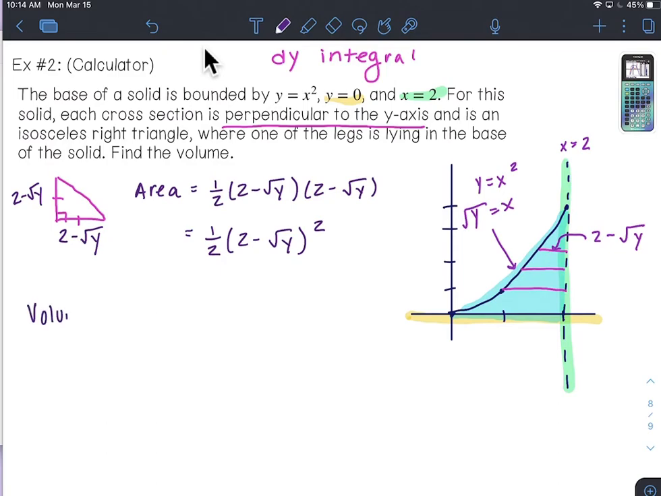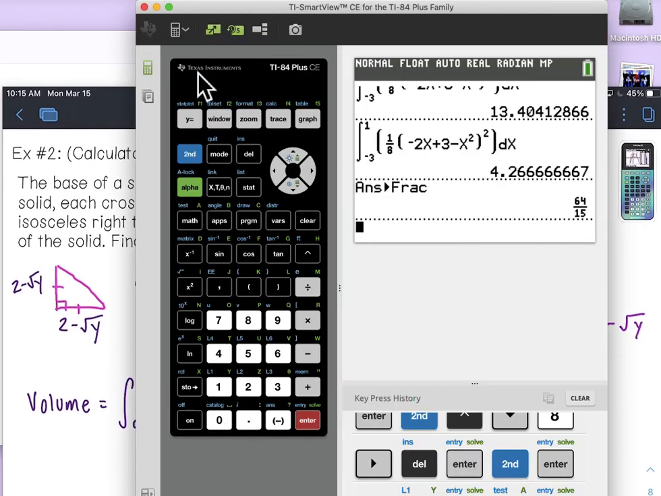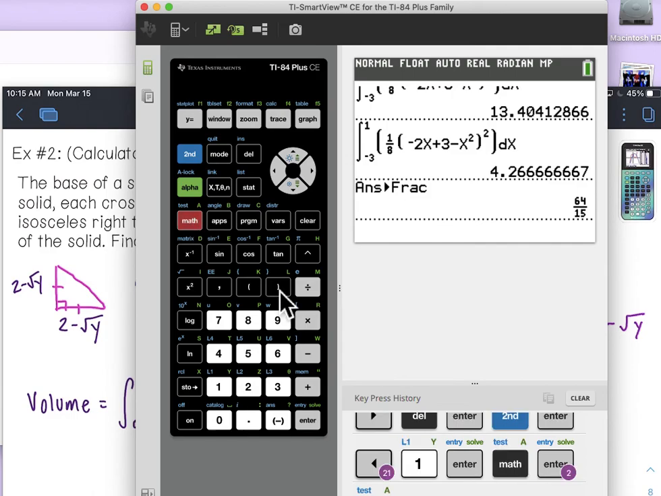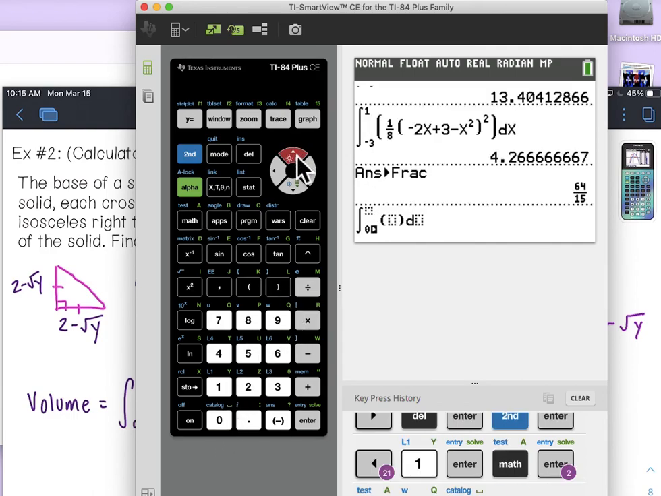So then for the volume, I want to remember that we're going to have a dy integral, which is why everything is in terms of y's. So when we find the limits of our integration, the bottom y coordinate is 0 and the top y coordinate is 4. So we're going to go from 0 to 4. And then we're just going to type that in on our graphing calculator. So again, math 9, we're going from 0 to 4.